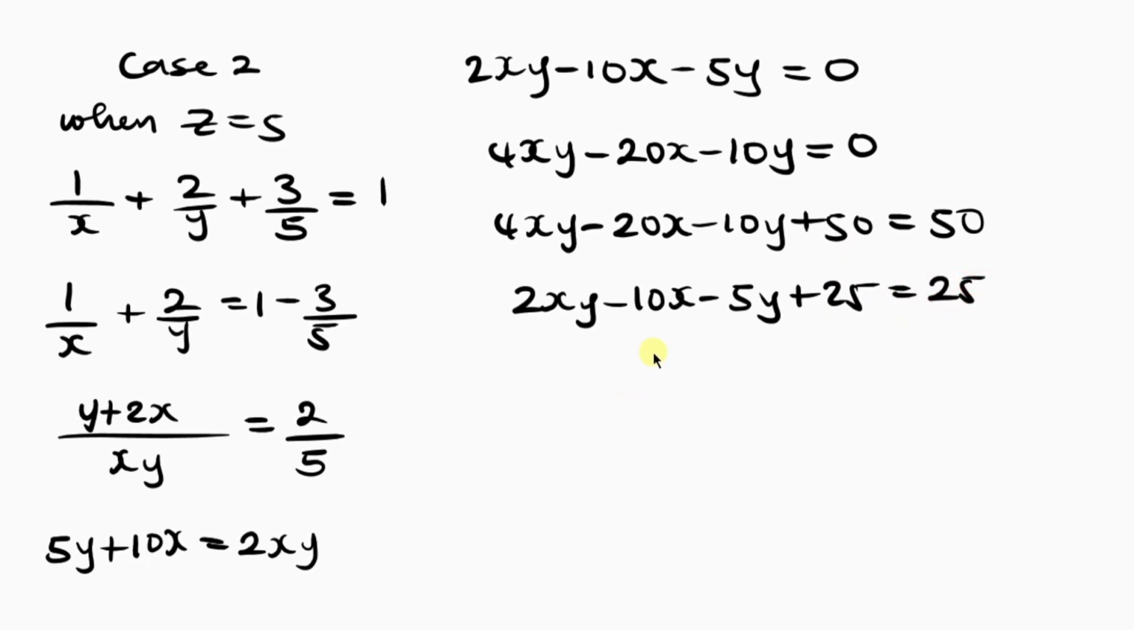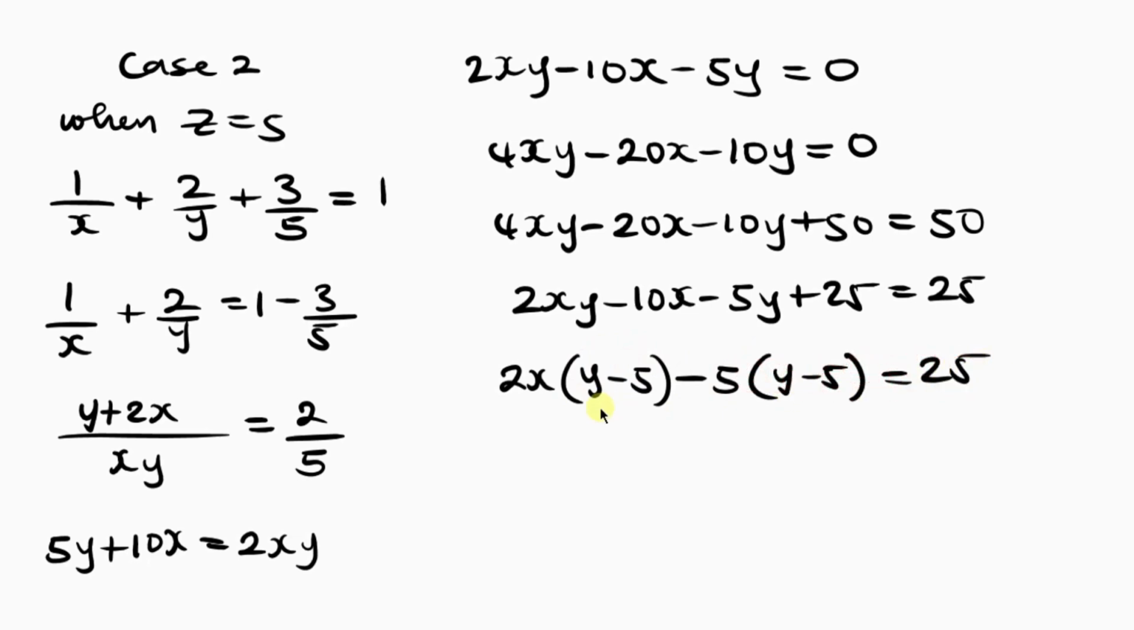So let's factorize. What is common here? 2x is common. So bringing it out, remaining y minus 5, minus. Now what is common here? 5 is common. Now let's repeat this expression here, which is y minus 5, equal to 25. So now we have (2x minus 5) times (y minus 5) equal to 25.